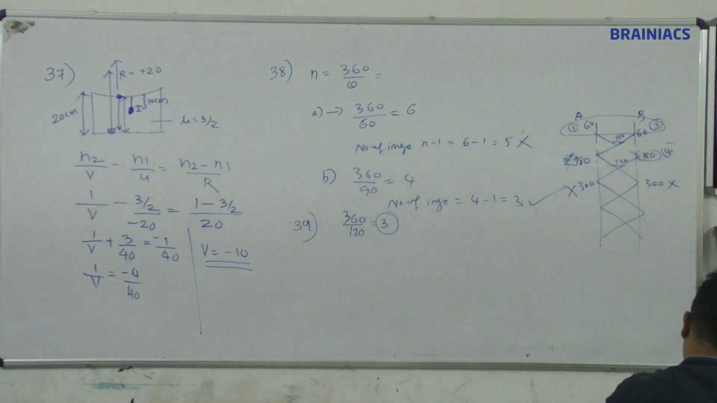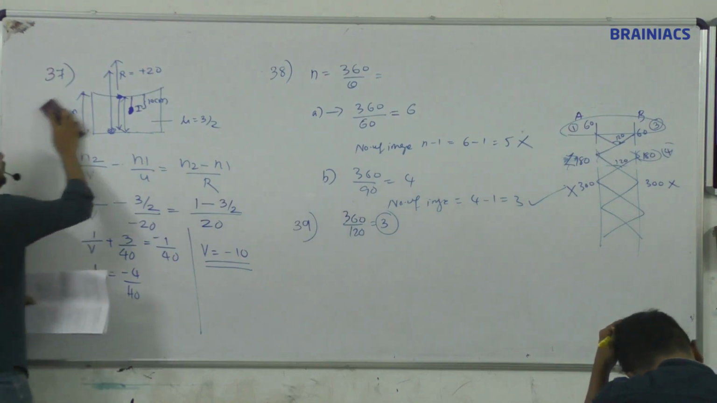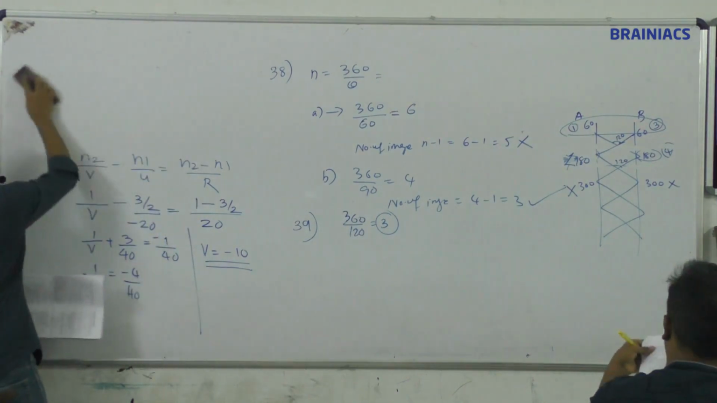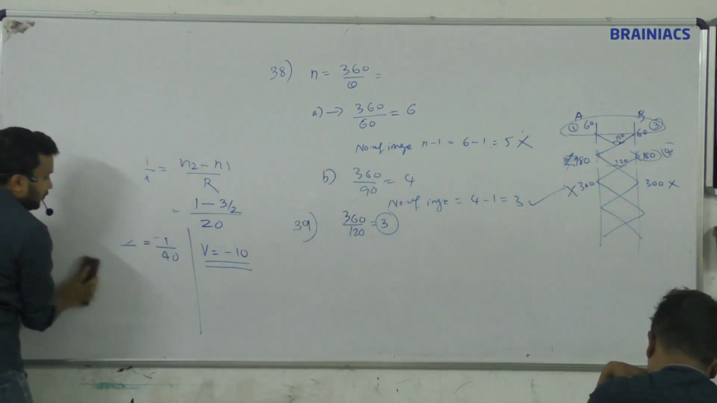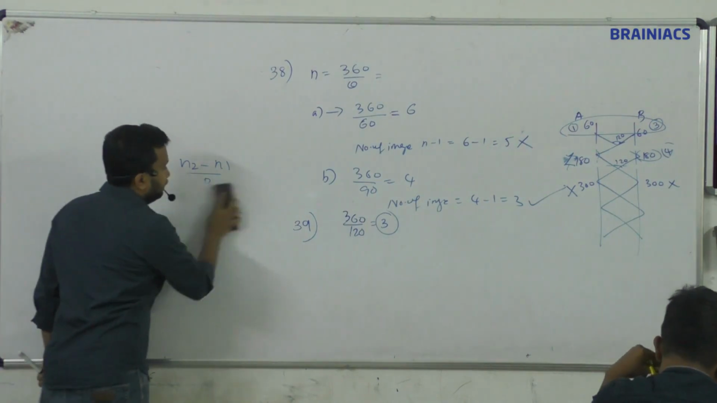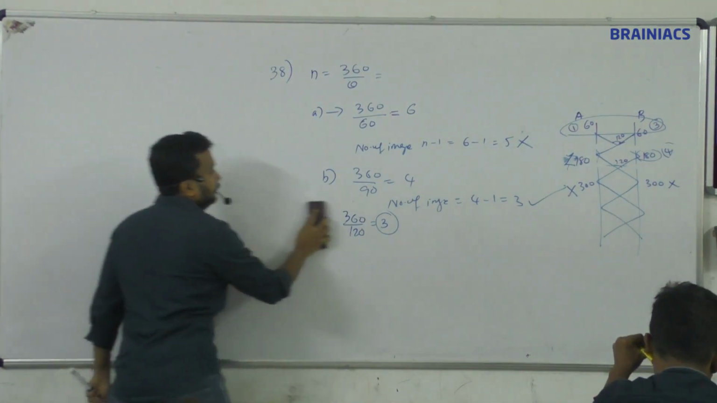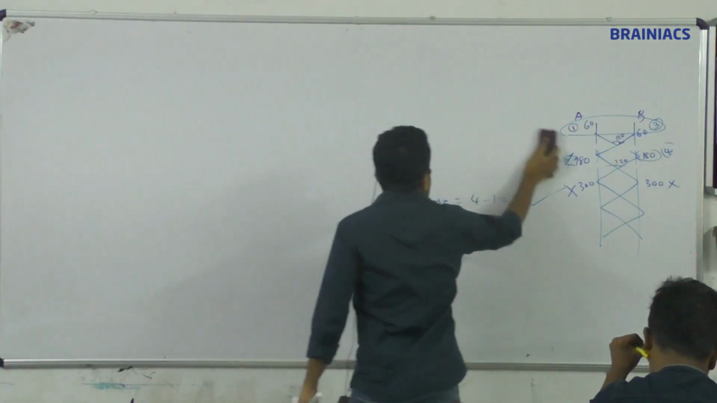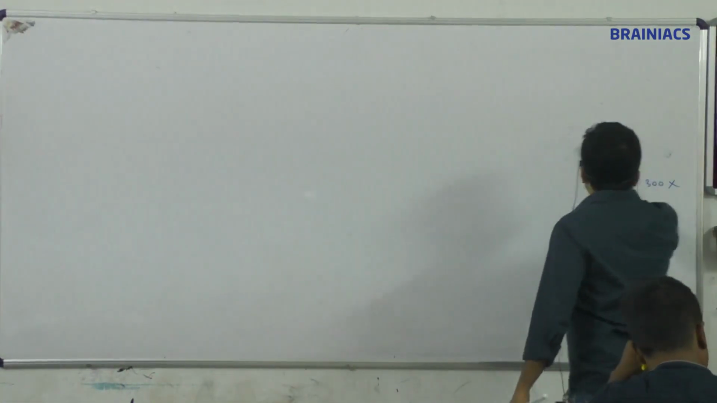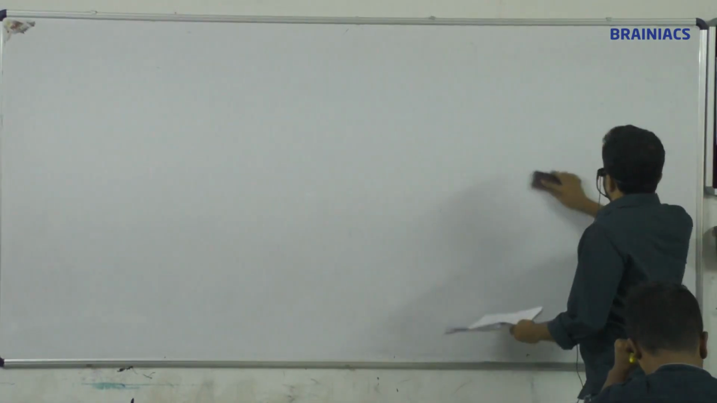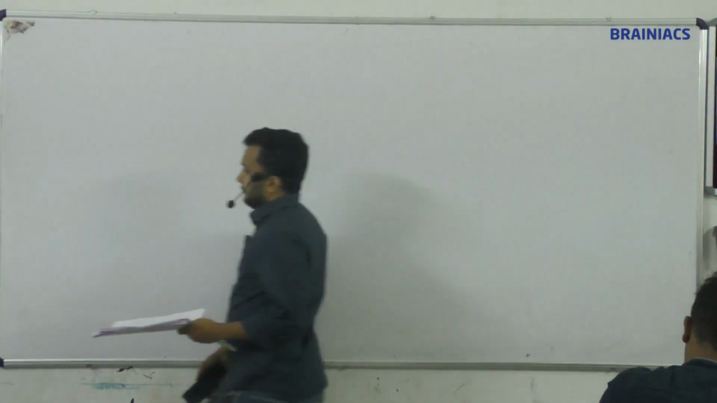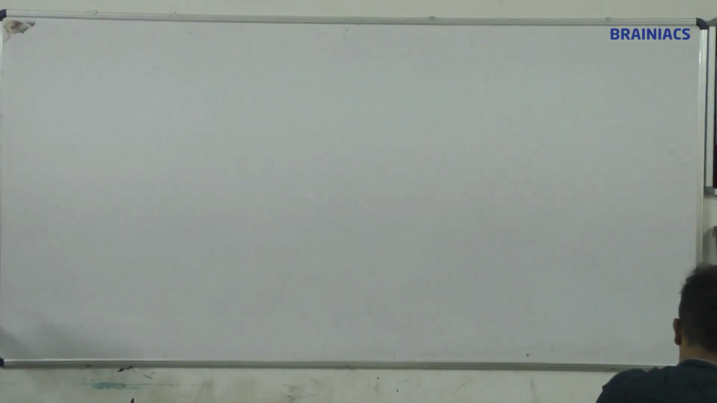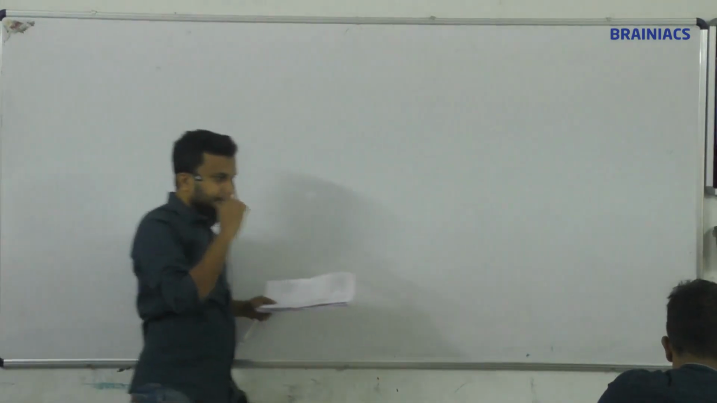It will come as sin inverse 11/12. The 39th question is the same as 24. Only the values are changed. All the others are the same. All of you got it, huh?